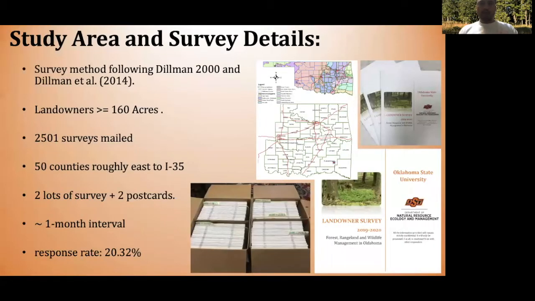Going into the study method and design details, this study was conducted in 50 counties of Oklahoma, which is roughly east of the I-35 north-south interstate highway. We bulk mailed 2,501 surveys to landowners in selected counties in two different lots and followed up with two different postcards, one after each mailing of the survey, each sent at an interval of about a month. Landowner information was obtained from commercial vendors.